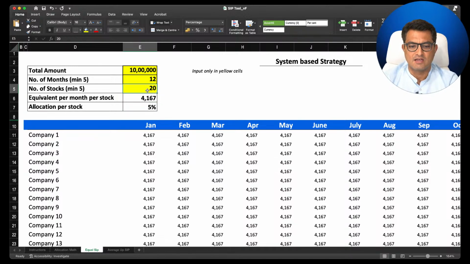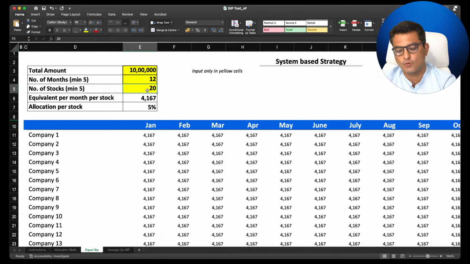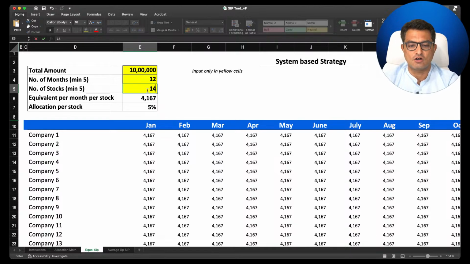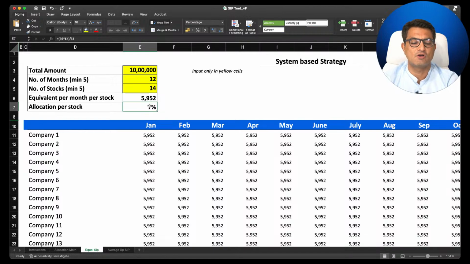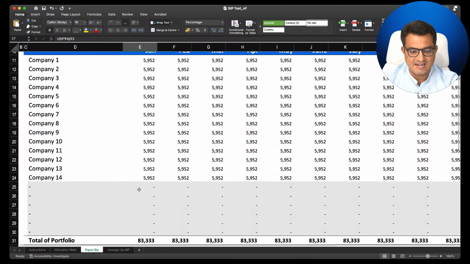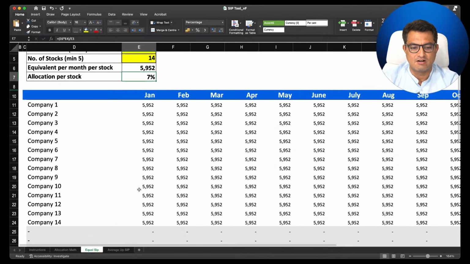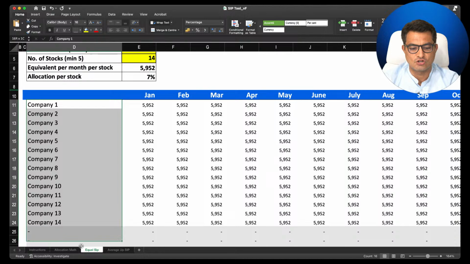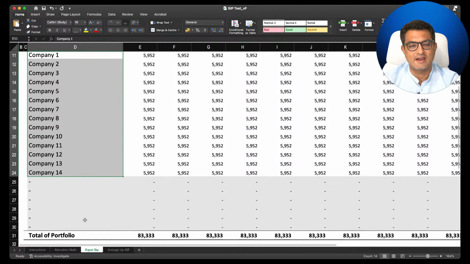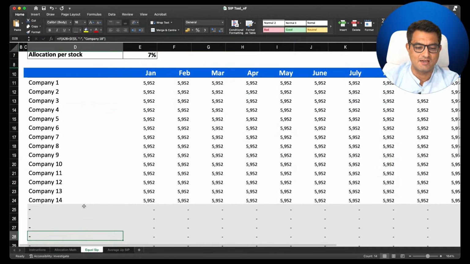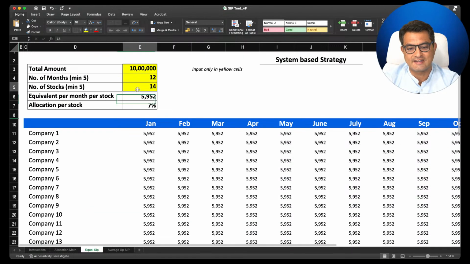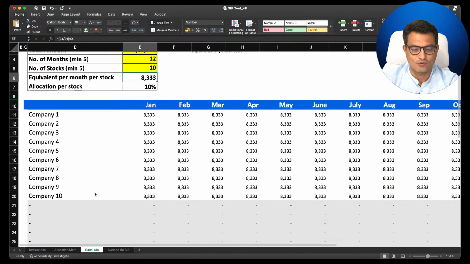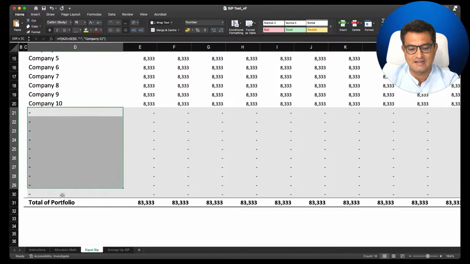If you are doing 20 stocks, 100% divided by 20 is a 5% allocation. Now instead of 20, if you are doing 14 stocks, it will automatically adjust the allocation to around 7% in each company. So it's a very dynamic list. And our team has done a very powerful job, because this number also gets automatically adjusted. If I change from 14 to 10, the number of companies automatically becomes 10 over here.